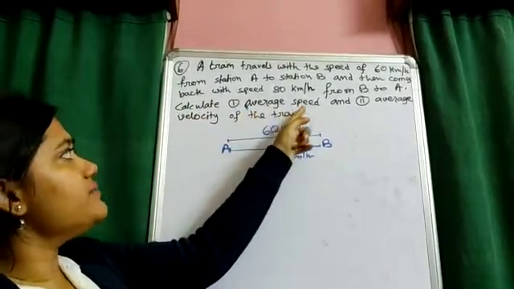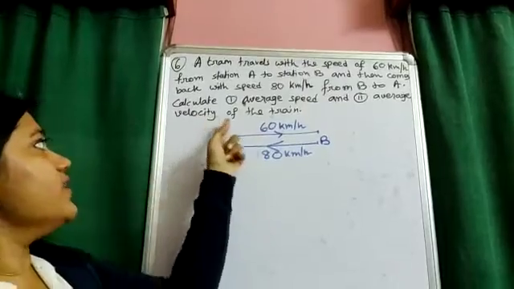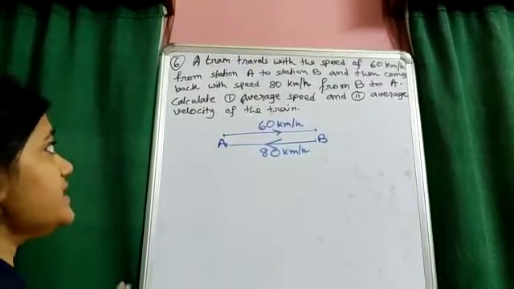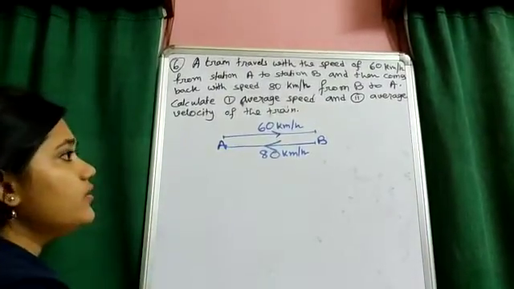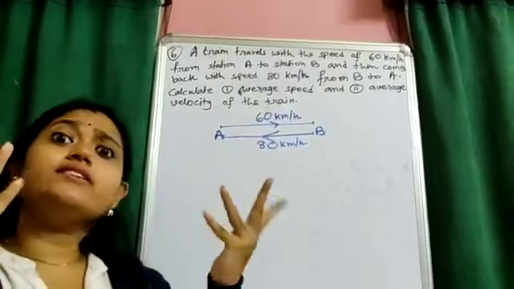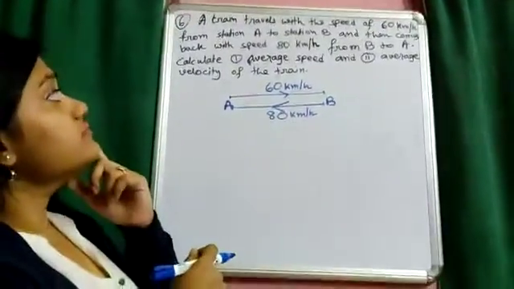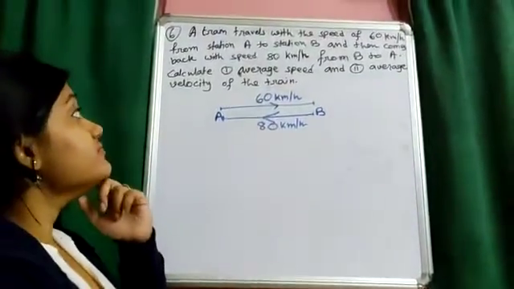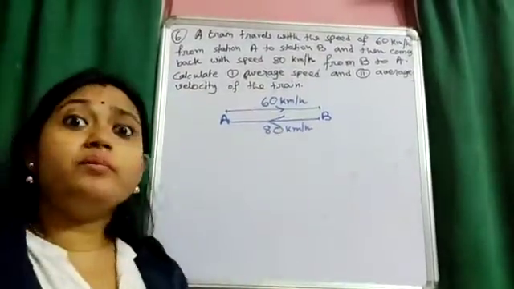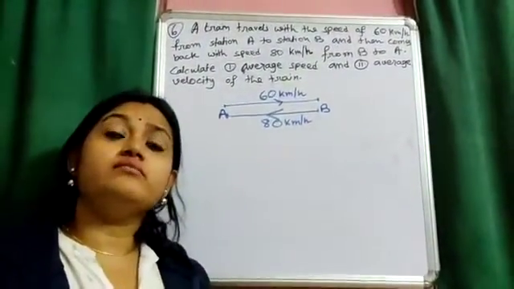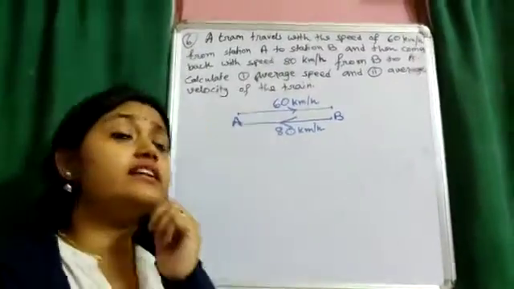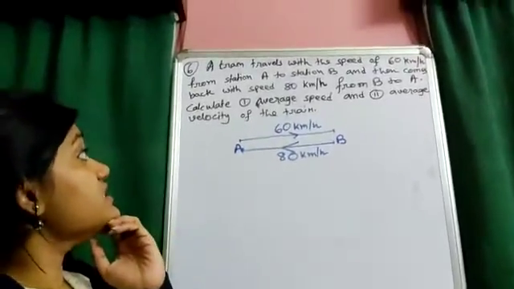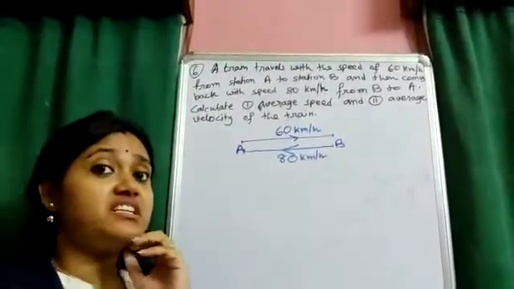Calculate average speed and average velocity of the train. Oh God, here acceleration is not given. Time taken is not given. A to B distance is also not given. How can I find it out? Average speed and average velocity. Let us think a little bit.